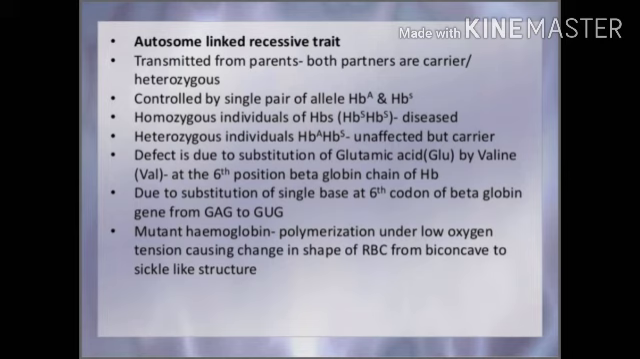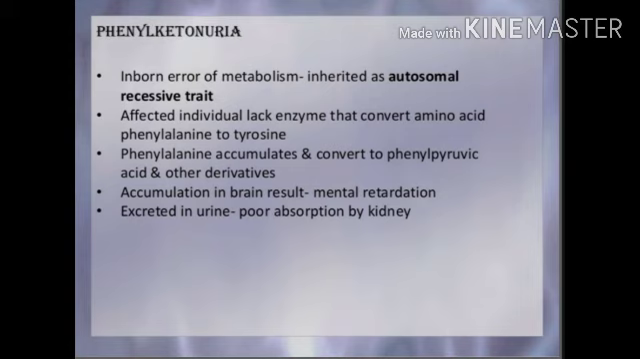As I told you, the defect is due to the substitution of glutamic acid by valine at the 6th position of the beta globin chain of the hemoglobin. So due to this substitution of a single base at the 6th codon of the beta globin gene from GAG to GUG. GAG is guanine, adenine, guanine, and GUG is guanine, uracil, guanine. The mutant hemoglobin polymerizes under low oxygen tension, causing change in the shape of RBCs from biconvex to sickle-like structure.